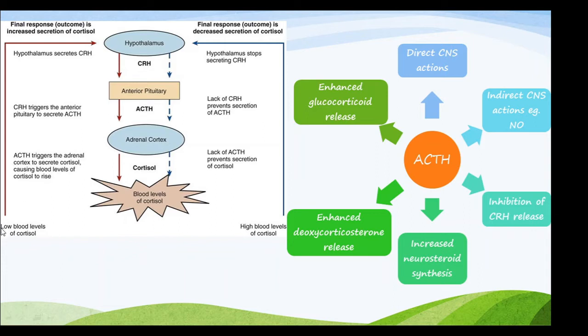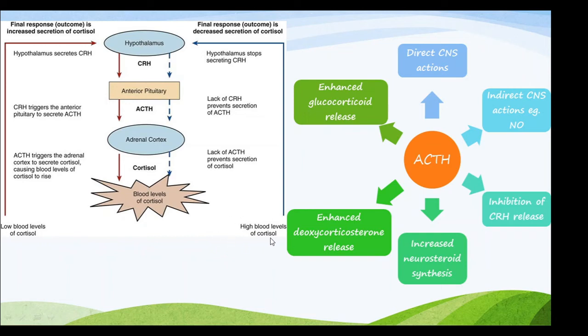Okay, so when there are low blood levels of cortisol, it produces a feedback towards the hypothalamus. It's not a feedback inhibition, it's a feedback activation. So the hypothalamus secretes more CRH. CRH triggers the pituitary to secrete ACTH. ACTH triggers the adrenal cortex to secrete cortisol, and the blood levels will increase.